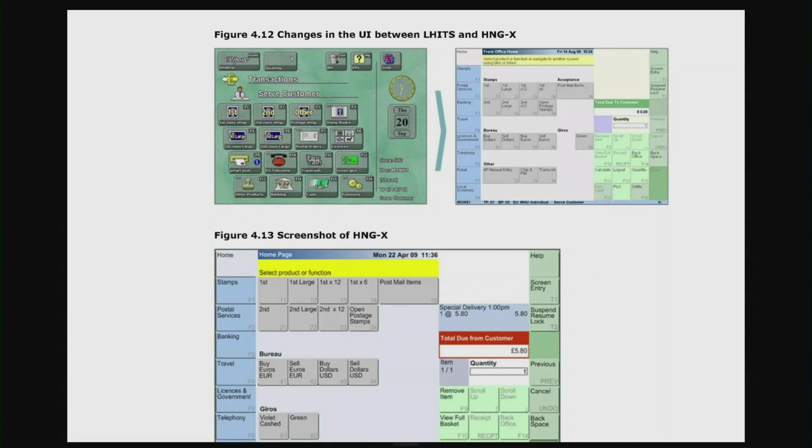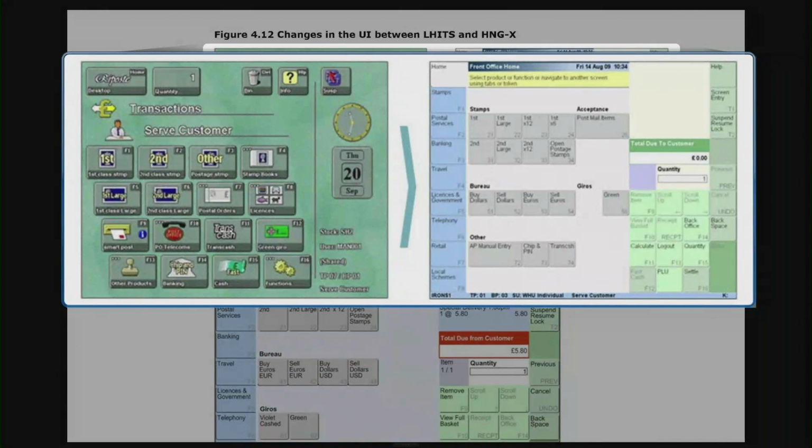If we can just highlight those two diagrams next to each other, or those two screen prints. Yes. At the top of the page, please. Thank you.